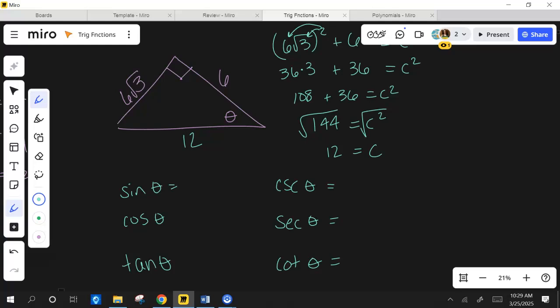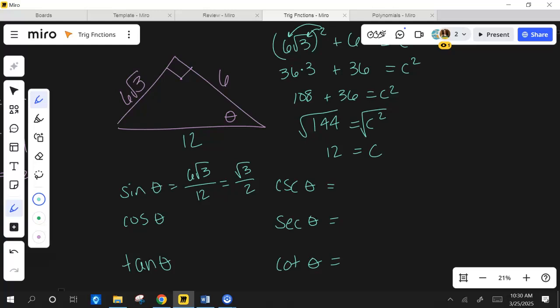So for this one, the sine, remember SOHCAHTOA, right? Opposite over hypotenuse. What's opposite of theta? 6 square root of 3 over 12. What I can simplify, I need to simplify. What's 6 divided by 12? 1 over 2. So I get square root of 3 over 2. You can put 6 divided by 12 in your calculator, yeah. Mm-hmm. So you're finding everything.